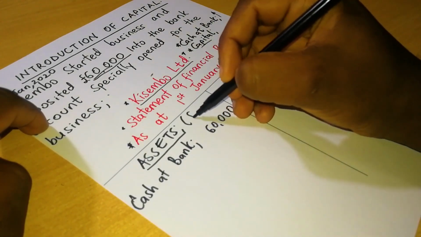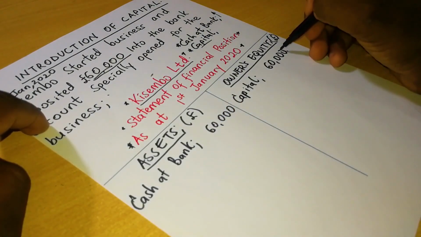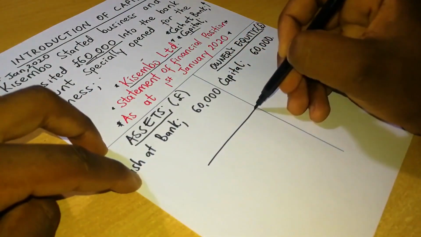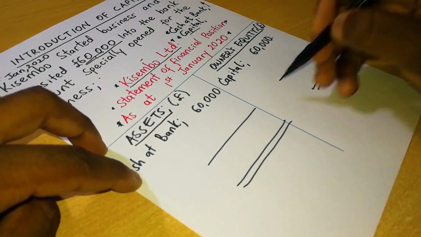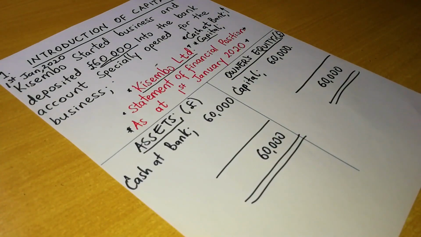Of course, this is in pounds. This is also in pounds. So our balance sheet here has balanced. So that is our first transaction. Let's go into the second transaction.